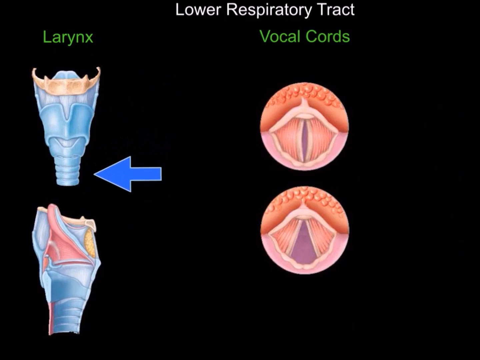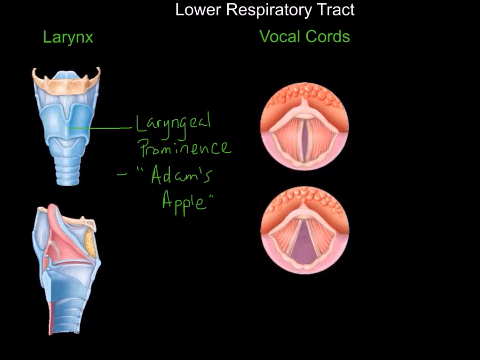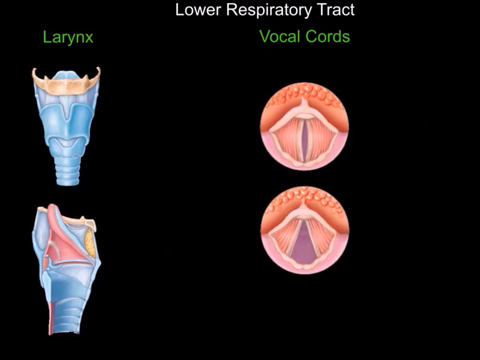The first structure of the lower respiratory tract is the larynx. This is the larynx from an anterior view. This is the larynx from a mid-sagittal view. The larynx is composed of several pieces of cartilage. The largest piece of cartilage that makes up the larynx is called the thyroid cartilage. On the thyroid cartilage is a structure called the laryngeal prominence, also known as Adam's apple. Another structure of the larynx is called the epiglottis. The epiglottis is a flap of cartilage that covers the larynx to prevent choking during swallowing.